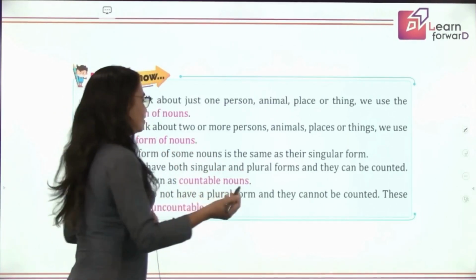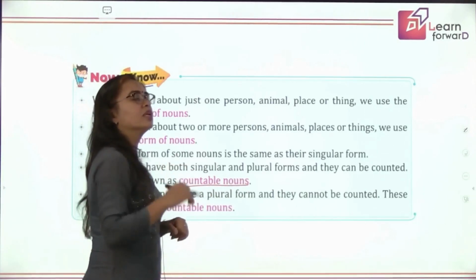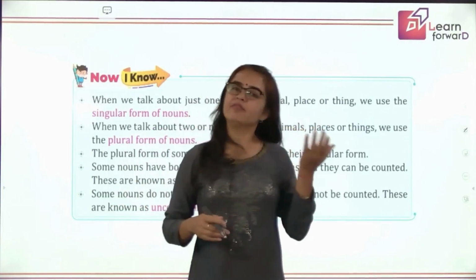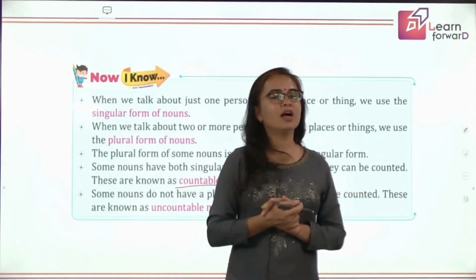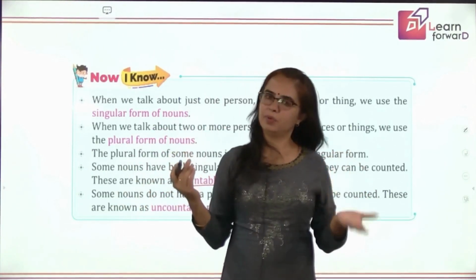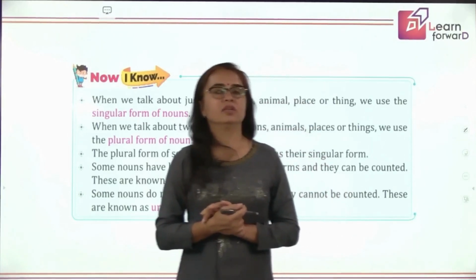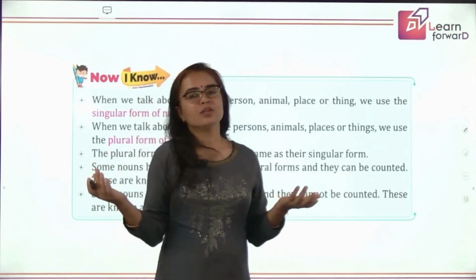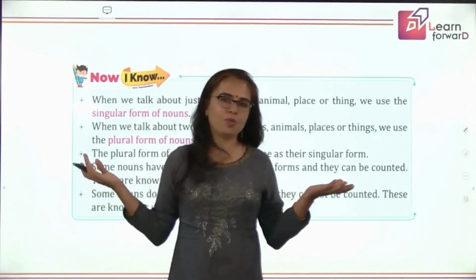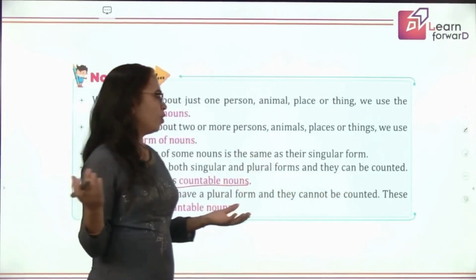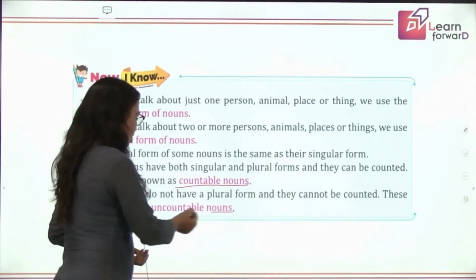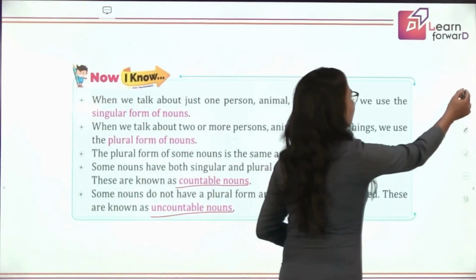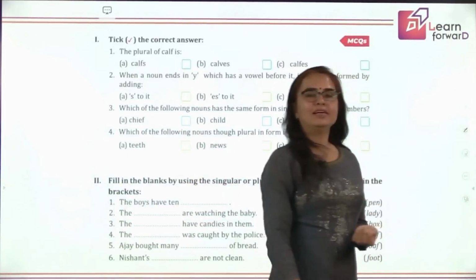Some nouns have both singular and plural forms and they can be counted. So this is what we learnt about countable nouns. If you can count them, you can have one, you can have many. So they are countable nouns and they have singular and plural. Now the nouns which you cannot count, they do not have singular plural, right? So no point of counting, no point of singular plural. Such nouns are uncountable nouns.